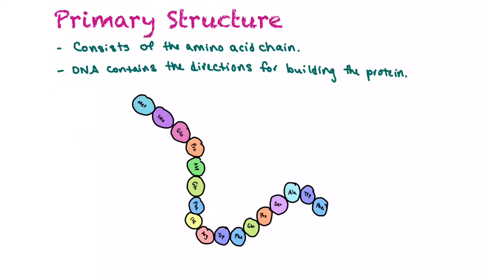So the first level of protein structure is the primary structure. That's just the amino acid chain. The DNA would include instructions on how to build the protein, and the amino acid chain would be built from that. So we have this one, we have met, so methionine, leucine, glutamic acid. It just keeps on going. DNA, like I said, has the directions for building that protein. So this is before any interactions have taken place amongst the members of the polypeptide chain. So that's primary structure.